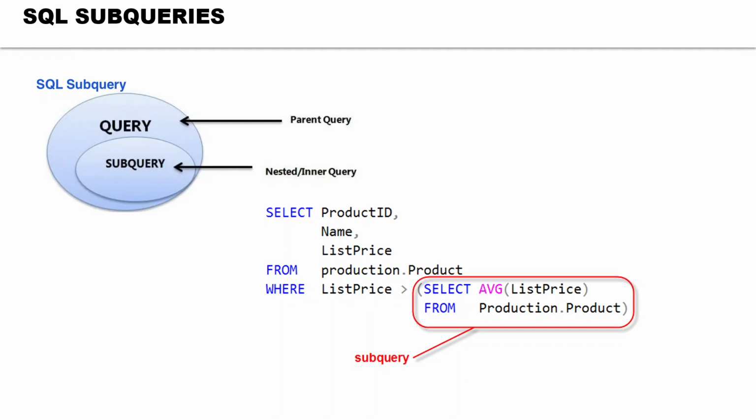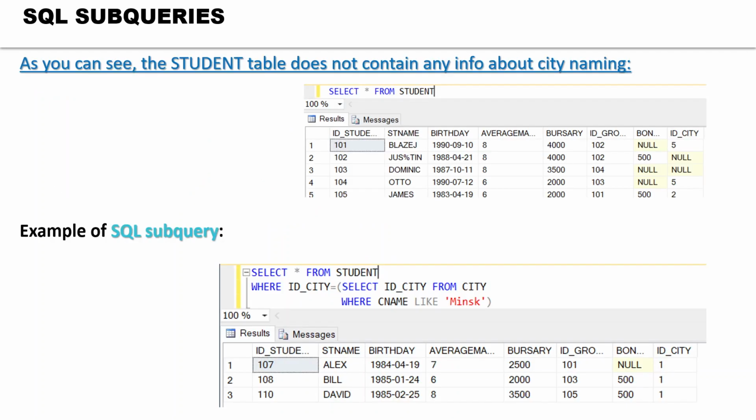This is very close to mathematical rules, where something in the brackets is executed first and the result of this mathematical sum, let's say, is used in the overall example. Subqueries can also be nested within other subqueries, and in this way they create a hierarchy of subqueries. However, it is important to know that the performance of nested subqueries can decrease if the number of nested levels increases.